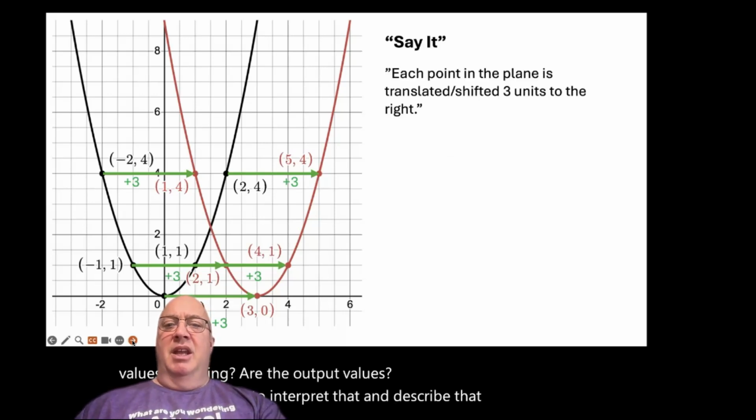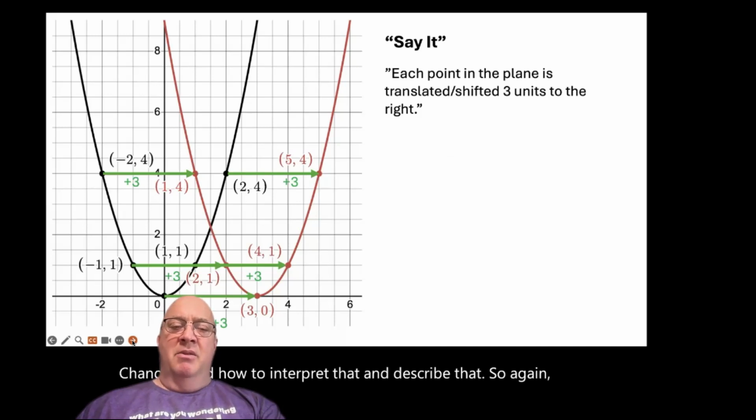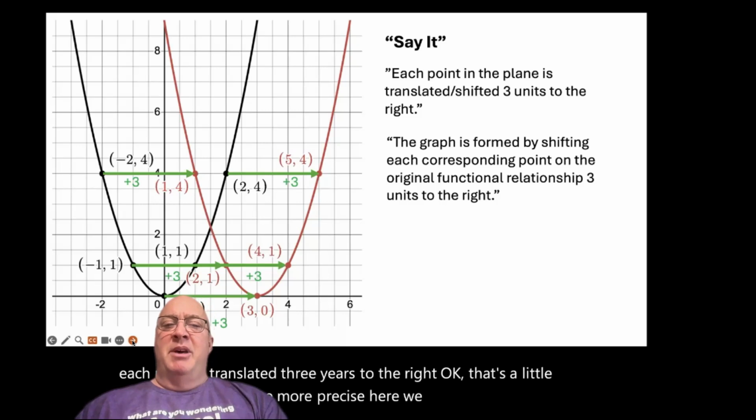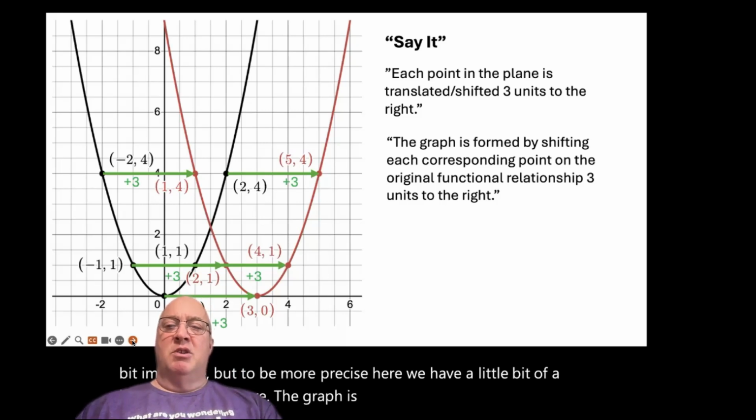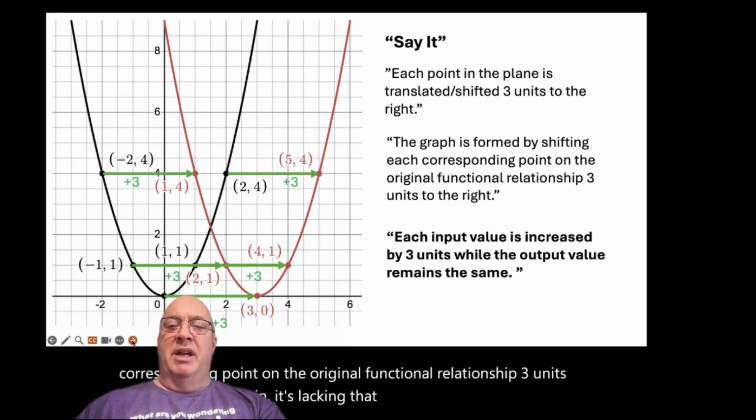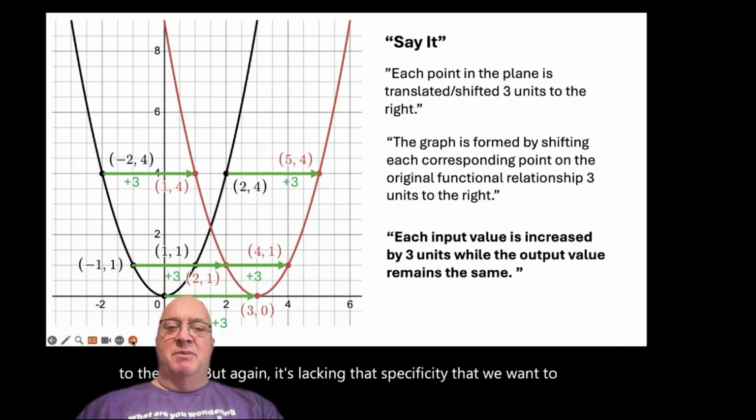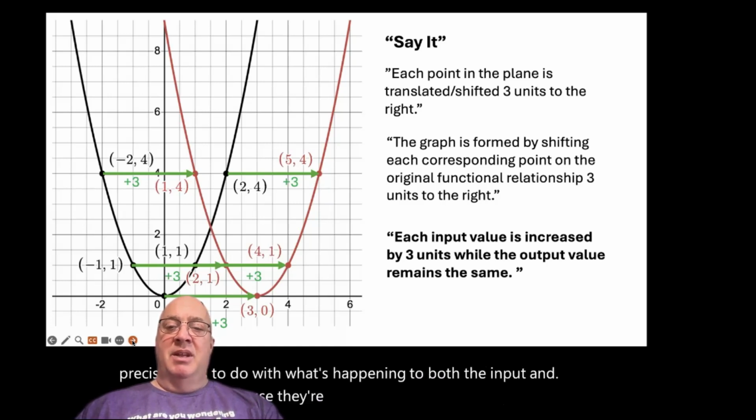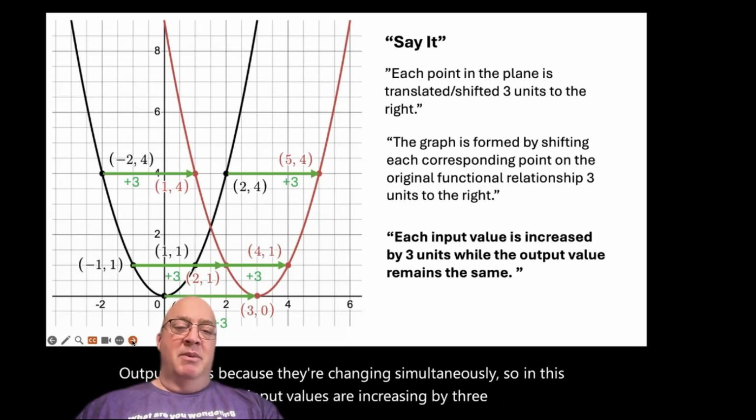So again, each point is translated 3 units to the right. Okay, that's a little bit imprecise, but to be more precise, we have a little bit of a better statement here. The graph is formed by shifting each corresponding point on the original functional relationship 3 units to the right. But again, it's lacking the specificity that we want to hear. In this particular case, that precision has to do with what's happening to both the input and output values because they're changing simultaneously. So in this particular case, the input values are increasing by 3, while the output values remain the same.